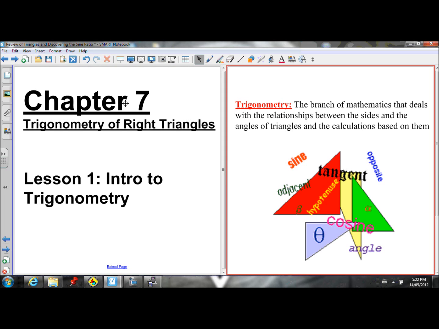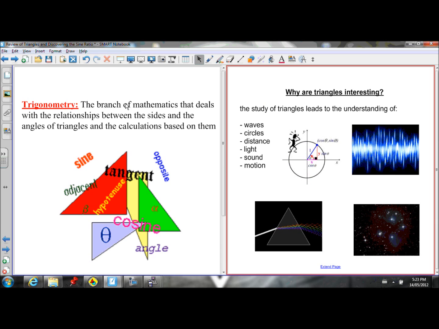Okay, so first of all, start off with what is trigonometry. Trigonometry is the branch of math that deals with the relationship between the sides and the angles of triangles. Okay, so for Chapter 7, we're specifically going to be working with right angle triangles. Okay, why study triangles, you might ask?